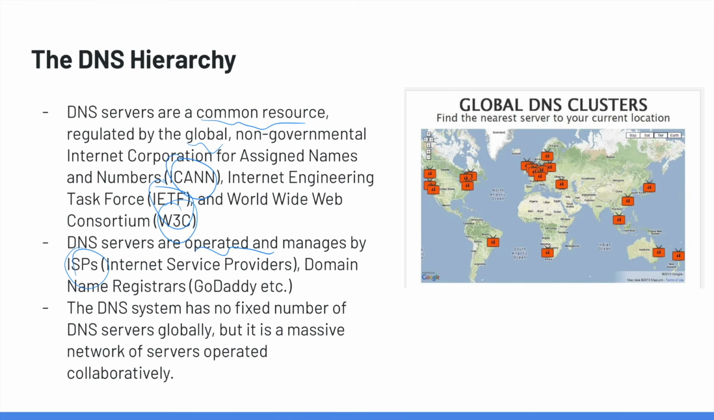So I just want to make that distinction. I may not have said that correctly before, but regulation is done by non-governmental organizations. Operating and maintaining these physical DNS servers is done by internet service providers and domain name registrars. And there's no fixed number of DNS servers, but it's pretty large because anytime someone types in a URL, it needs to be sent to a DNS server to then be converted into an IP address. So this is just to clarify what DNS servers are and how they're managed. In previous slides, I may not have referred to that specifically, but here's that information.